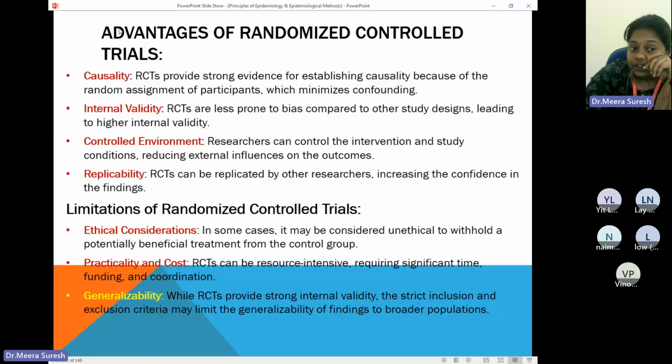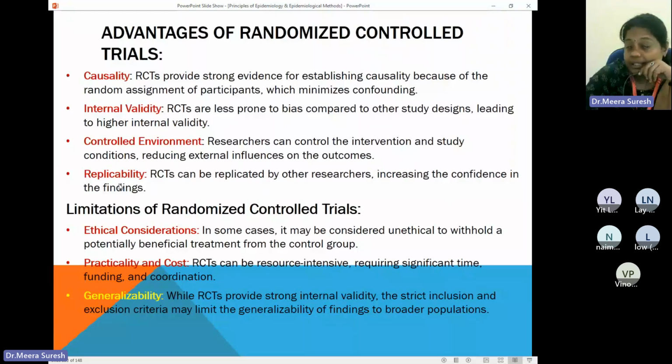The second one is internal validity: whatever study we have done, is it correct? Is it valid enough? Then, controlled environment, because we are doing it in a controlled manner with a comparator group, whatever we are going to get will be a correct one. So we get to control that environment so that we reduce the external influences. In a way, we are reducing the confounding factors also.